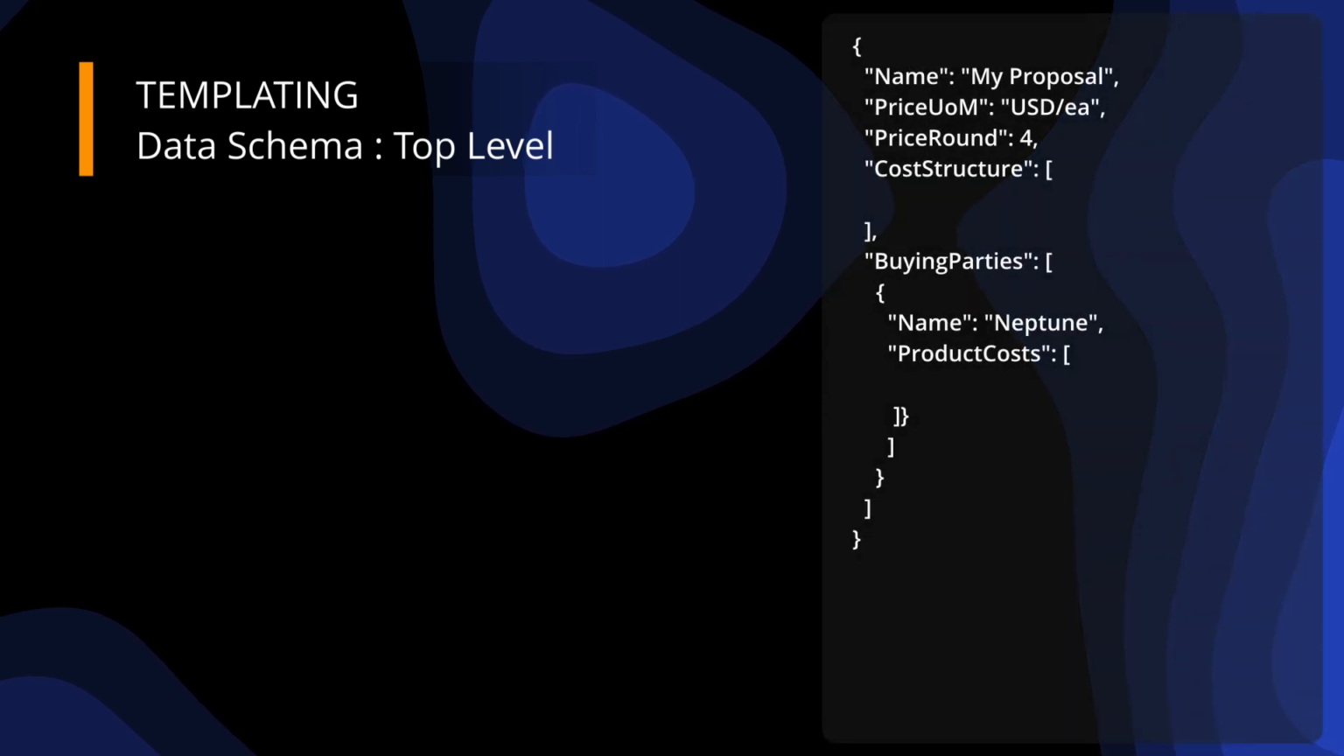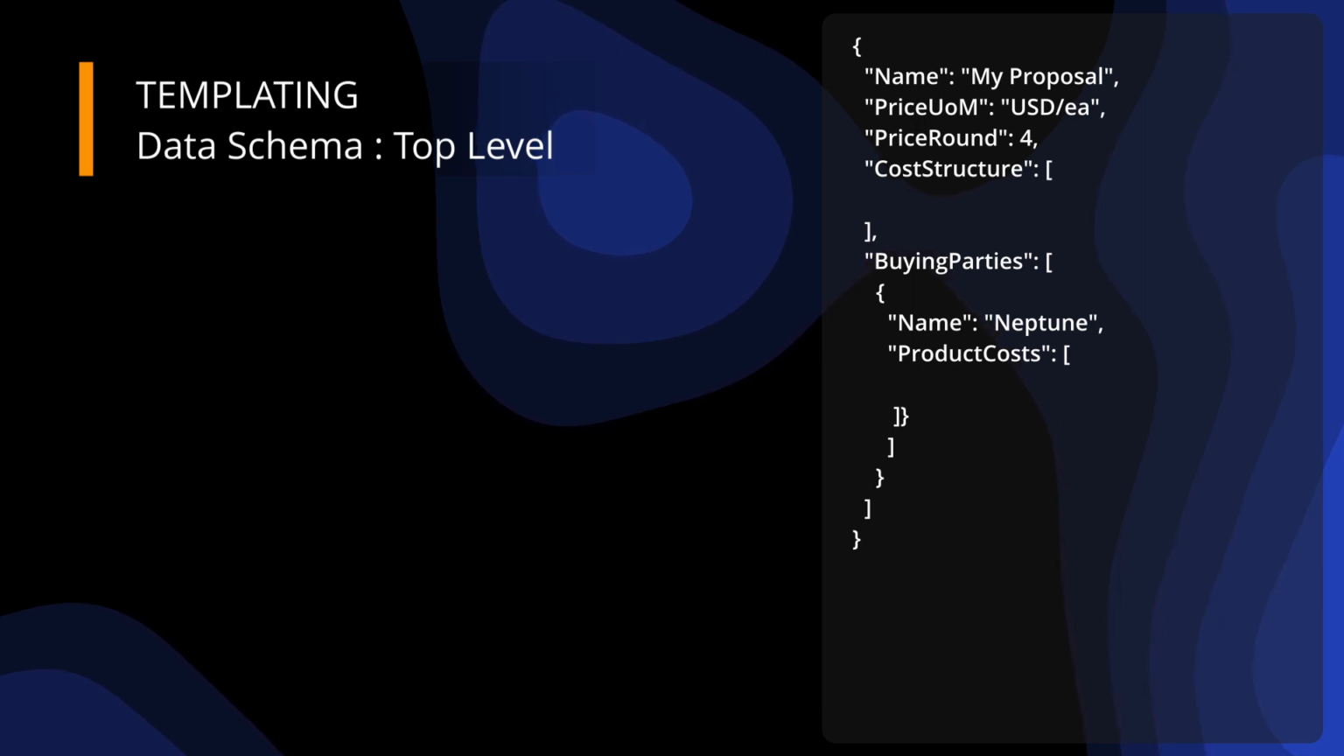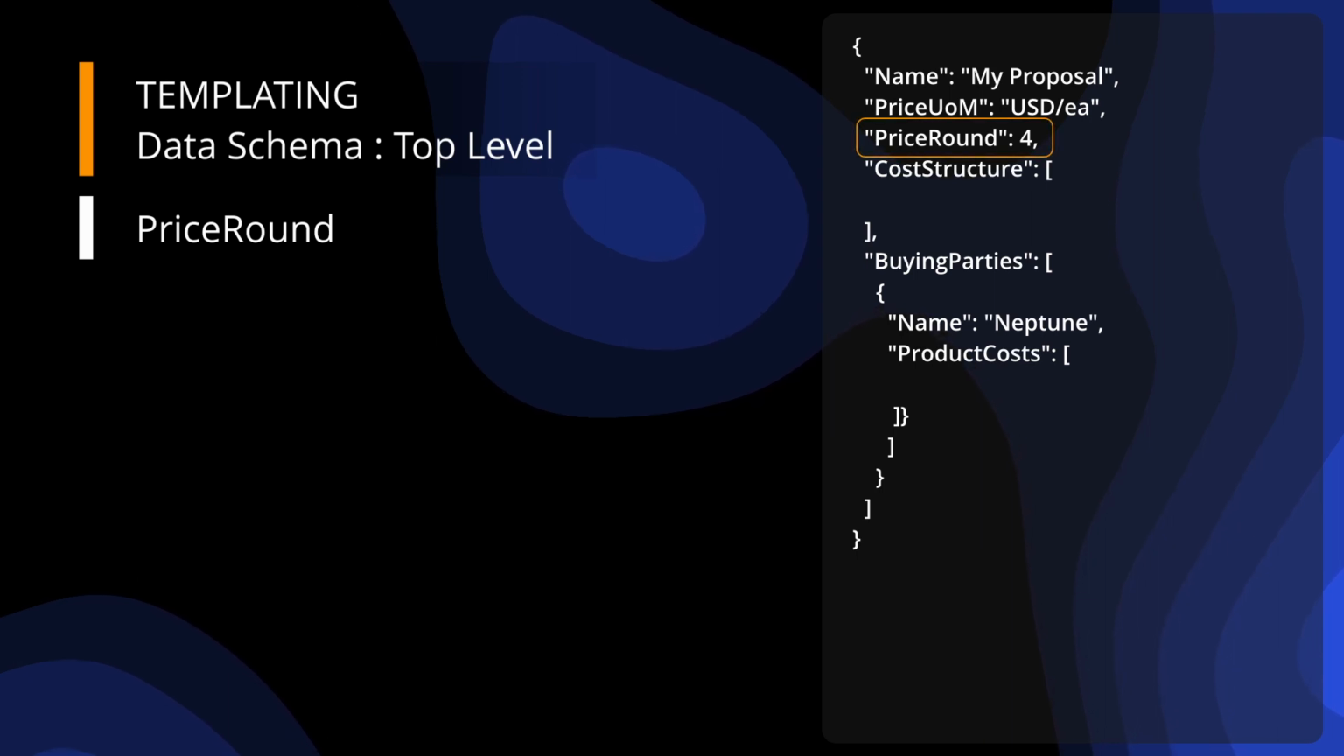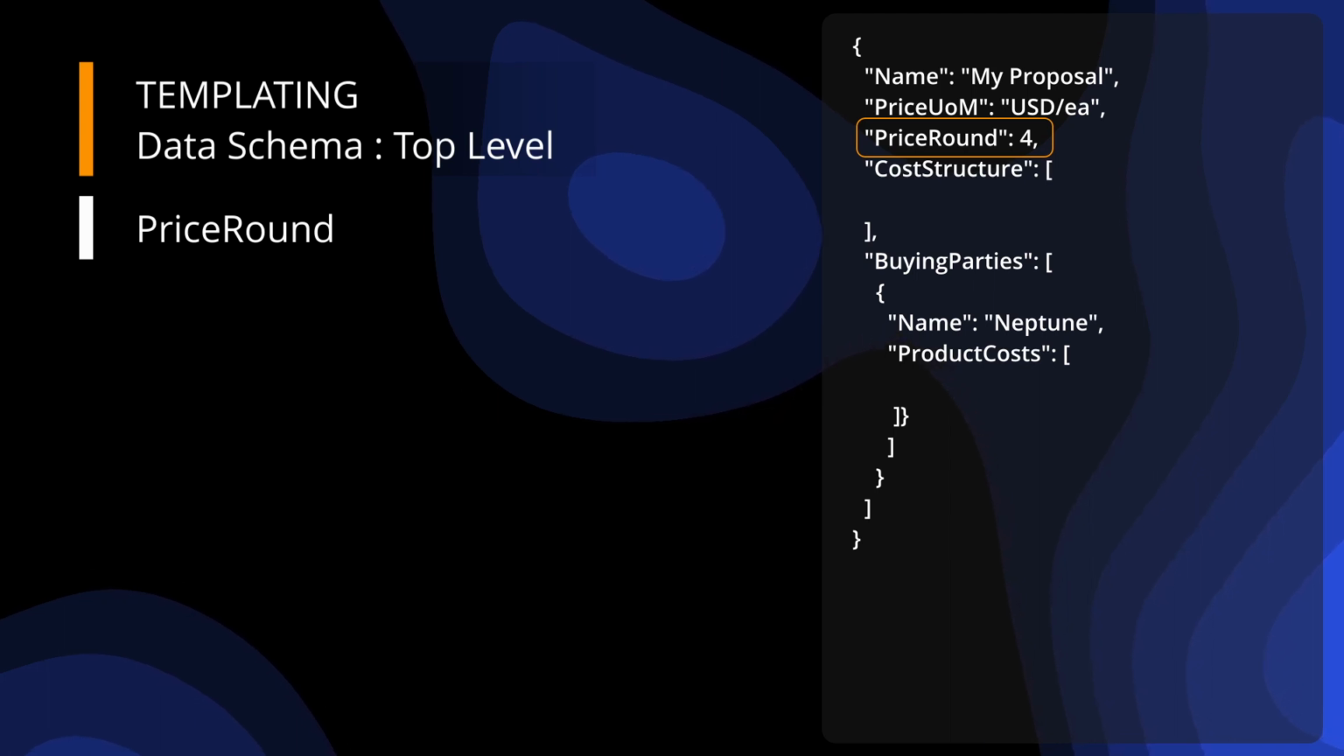In the displayed proposal schema, I have included only the essential elements, excluding most of the data, so I can focus on the key points. Now, let's direct our attention to two important fields, price round and price UOM. Price round is not technically a part of the cost structure, it falls under the agreement properties, but it plays a crucial role in displaying prices within your legal text.